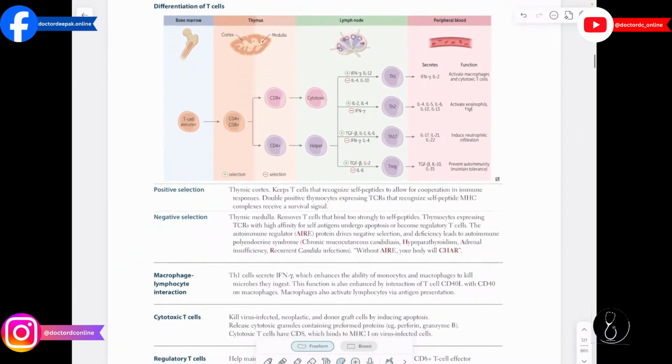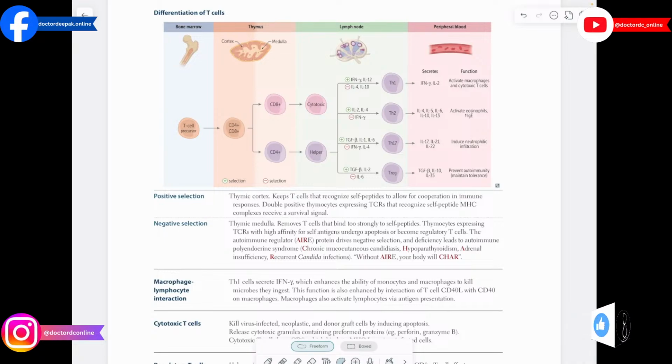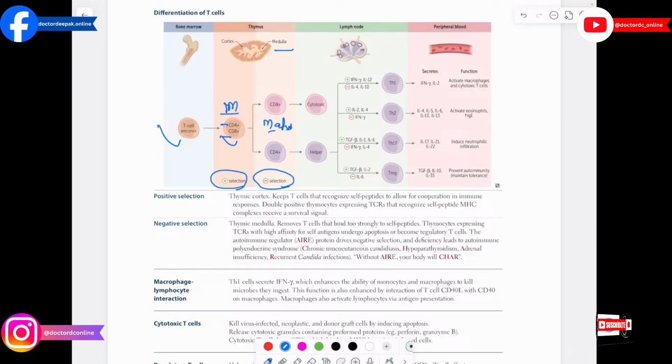Now we will move to the diagram that is given by the book. Same as that, in the bone marrow there are the T cell precursors. And then we have the T cells in the thymus cortex, and they are immature. The immature cells have both surface markers, CD4 and CD8, and there will be a positive selection, then there will be negative selection in the medulla when they become mature, and then they will go into lymph nodes. The CD8 becomes cytotoxic and CD4 becomes helper cell.